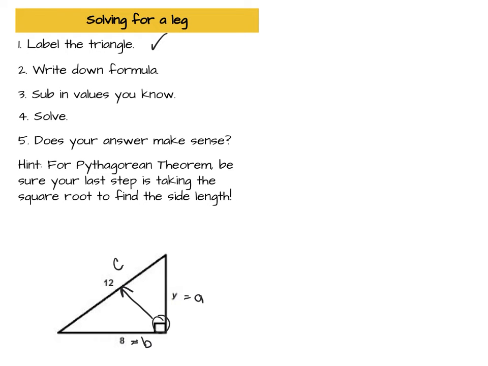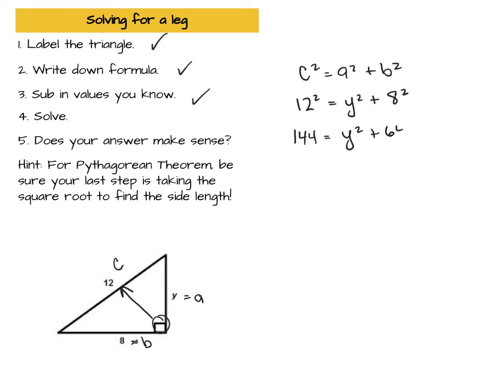Next, we want to write down the formula that we have. C squared is equal to A squared plus B squared. Okay, we've got that done. Now sub in the values we know. So we know that 12 squared is equal to y squared plus 8 squared. Next thing we're going to do is solve. So first we have to square our numbers. 12 squared is 144, which is equal to y squared plus 64.